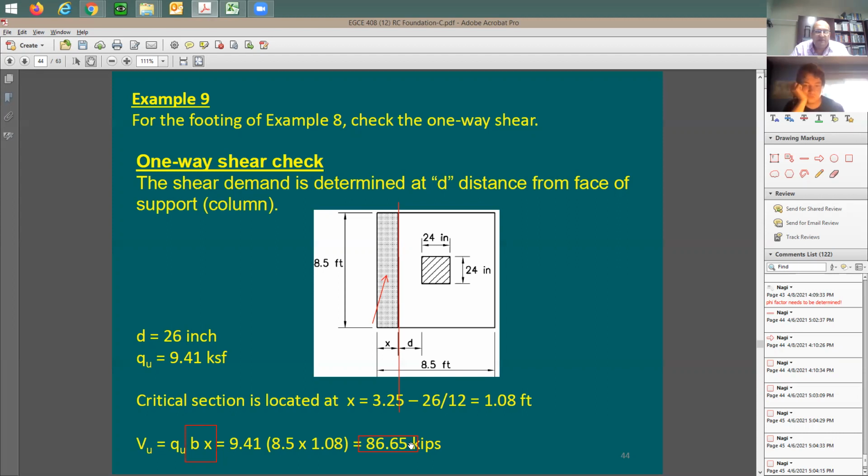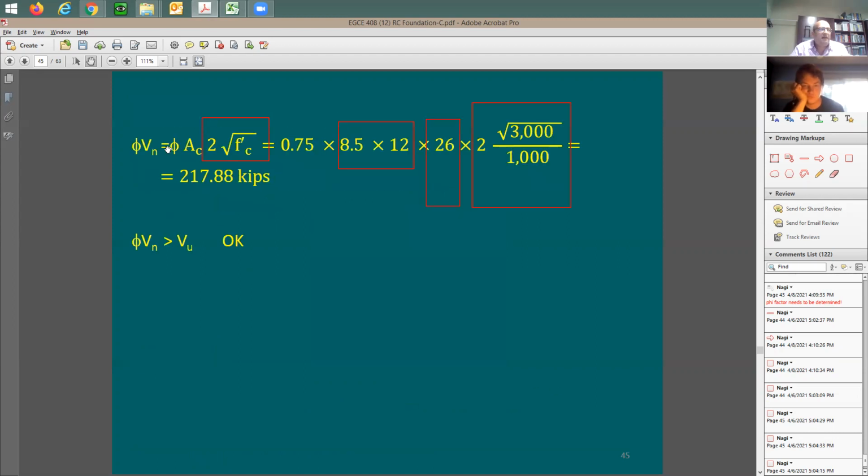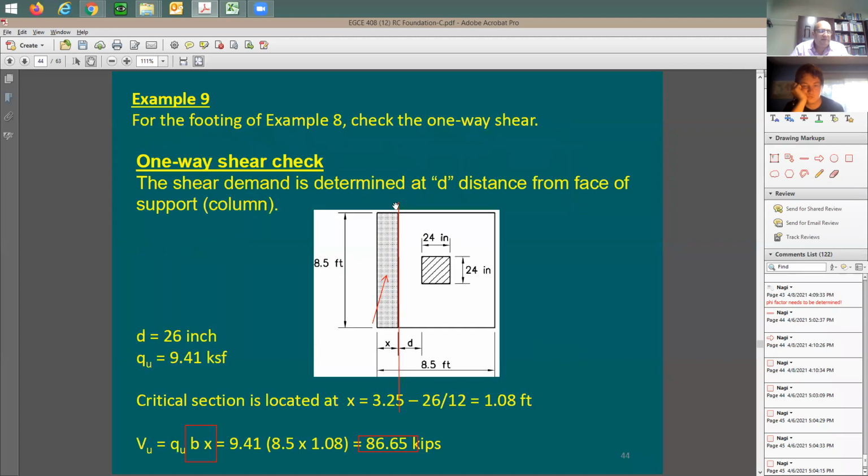There are no ties here to take the shear, so I'm going to be using only phi VC. Here is the phi factor, and the cross-section area exposed to shear, which is the depth multiplied by the width of the footing. It's going to be this section here. Just imagine if you cut this section with a knife. You cut it this way. The area that you cut through is going to be equal to the width, 8.5 feet. Of course, you multiply by 12 to put it in inches.